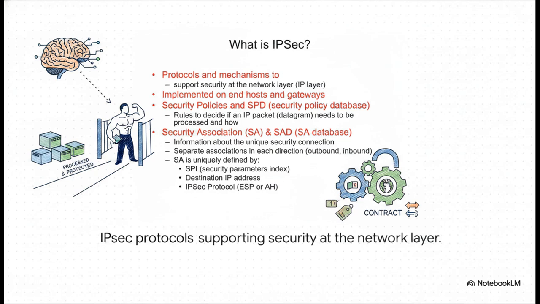Think of the Security Policy Database, or SPD for short, as this highly intelligent bouncer at the door, deciding exactly which IP packets need to be processed and protected. Once those rules are matched, IPsec relies on what's called a Security Association, or SA. You can think of the SA as a highly specific, unique contract for that exact connection. It keeps track of the security parameters index, the destination IP, and the protocols for both inbound and outbound traffic.